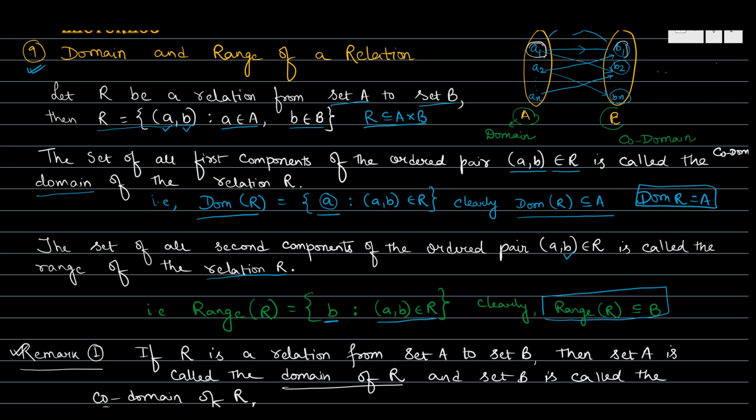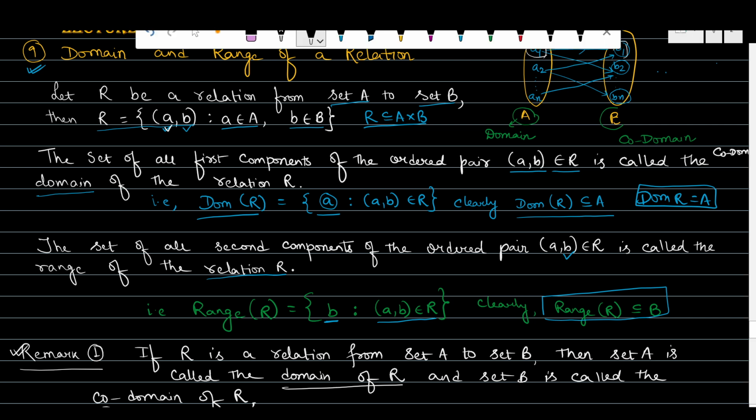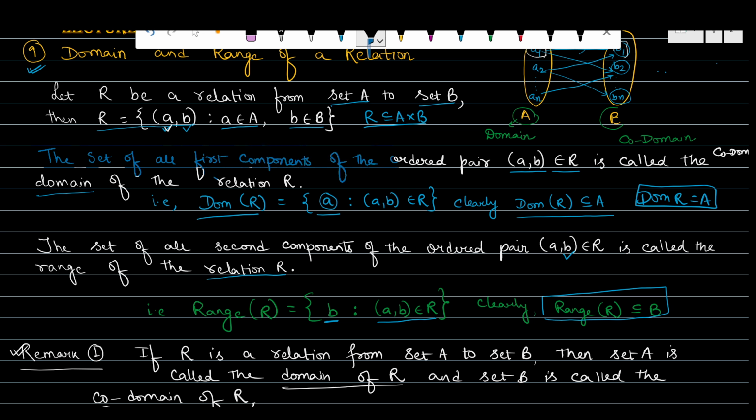Now this a is the first component of this ordered pair, and this b is the second component of the ordered pair. So the collection of all such a's, meaning the set of all first components of the ordered pairs (a, b) in R, is called the domain of the relation R. I am highlighting this also.